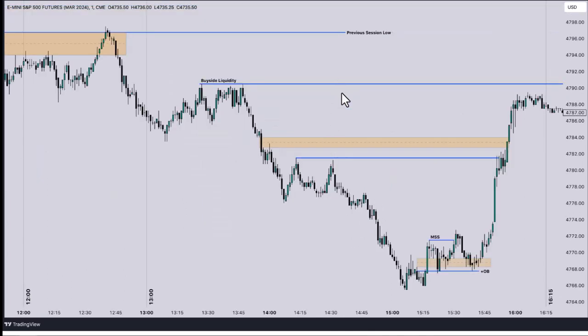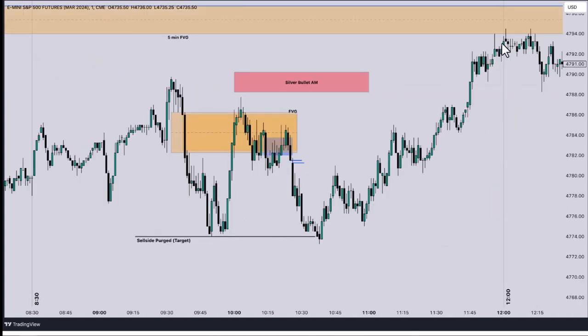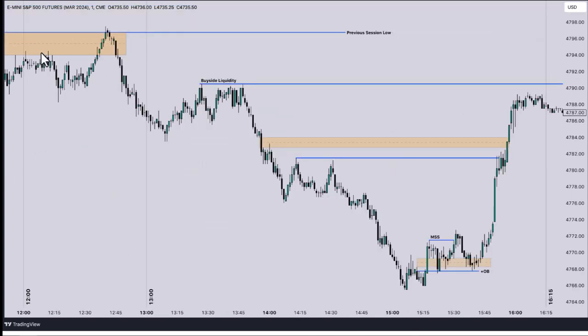This was something I didn't see. It's more of a hindsight thing, just to kind of study price action. So we have the equal lows during lunchtime. Lunchtime took out the equal low, the buy side, and it went into the 5 minute fair value gap and the previous session low. So lunchtime was very much, let me look for liquidity, essentially.